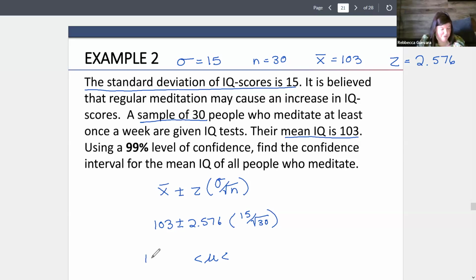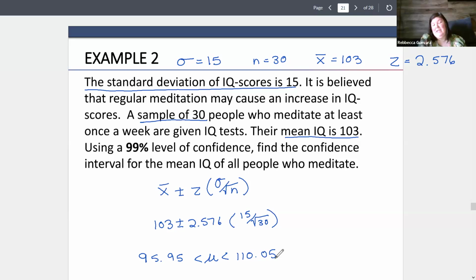Let's say there's a little mistake here. It's a little off there. 95.95. And then on the other end, we put in addition as opposed to subtraction. So 103 plus 2.576 times 15 divided by the square root of 30. We get 110.05. Sorry, I read that wrong the first time.